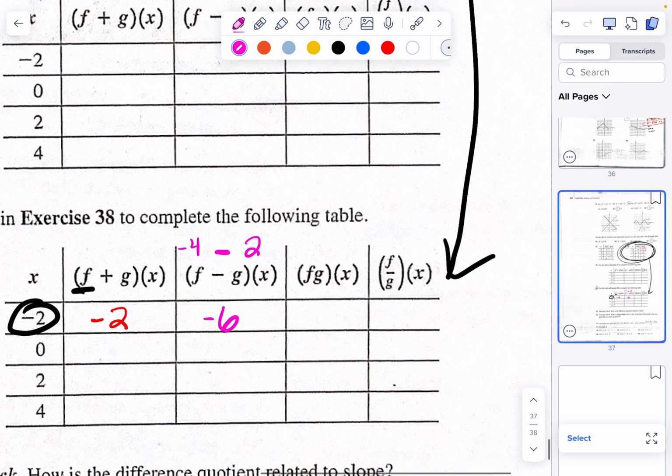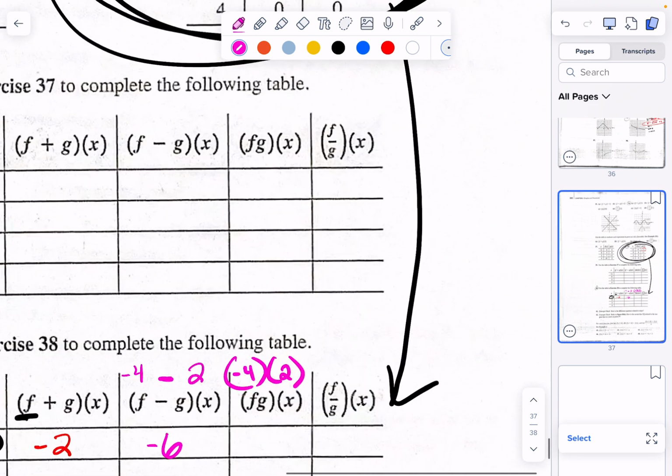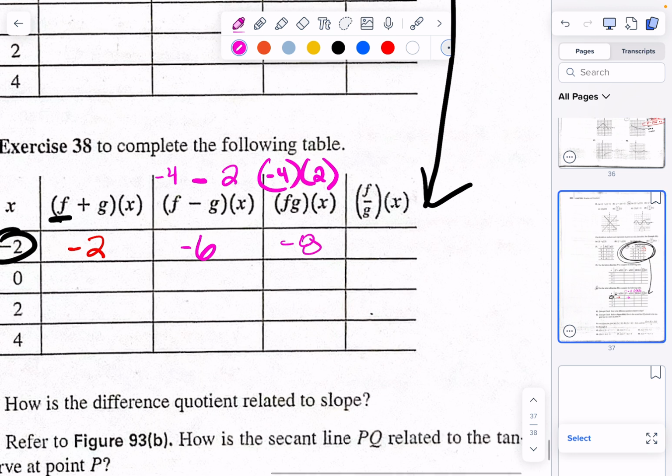Now we're doing f of -2, which is -4, times g of -2, which is 2. You see where I'm getting these numbers from? Just from the table up here. So times, that'll be -8. And for this one, f of -2 is -4 over g of -2, which is 2, so that will be -2.